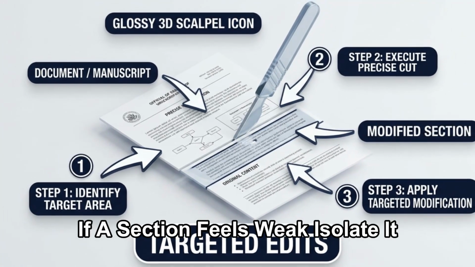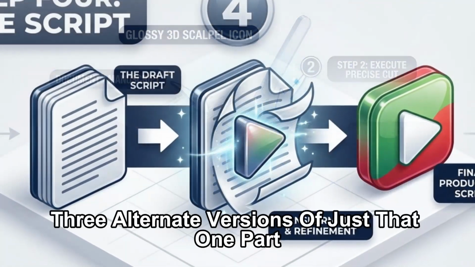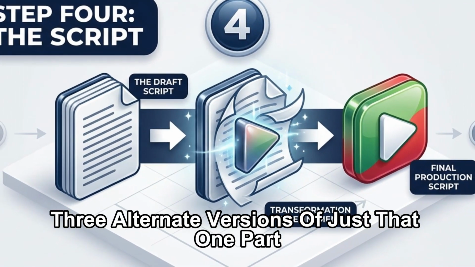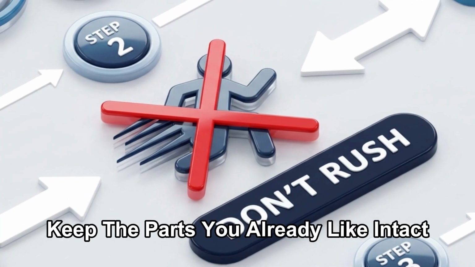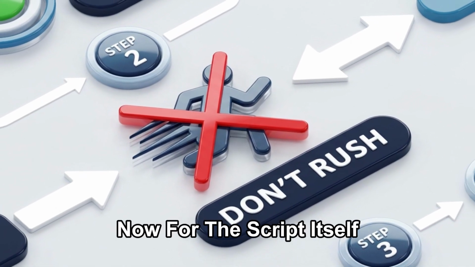If a section feels weak, isolate it and ask Gemini to try 3 alternate versions of just that one part, instead of regenerating the entire outline. Small, targeted edits keep the parts you already like intact. Now for the script itself.